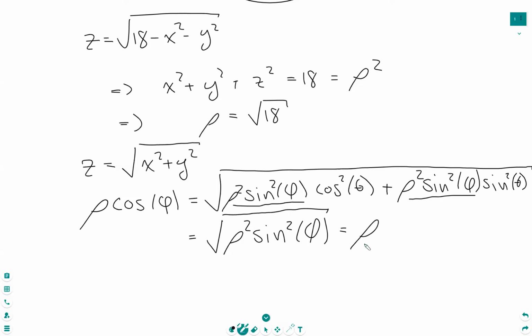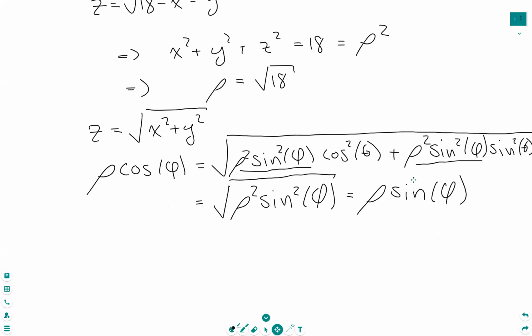Well, rho we said is always positive. We can pull that out. And then we have sine of phi. Because remember, phi goes from 0 to pi, so sine on that interval can't be negative. So we can also just take the square root and not have an absolute value.